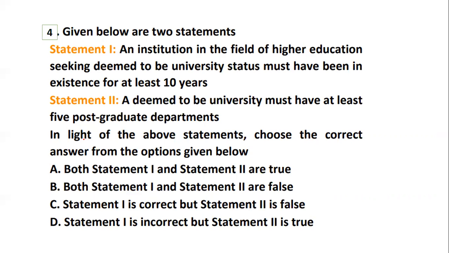Statement 2 states that a deemed to be university must have at least 5 postgraduate departments. So in view of the above given statements, which statement stands to be true, which stands to be false, which is correct, and which is incorrect? Let's see which of them is correct or incorrect.